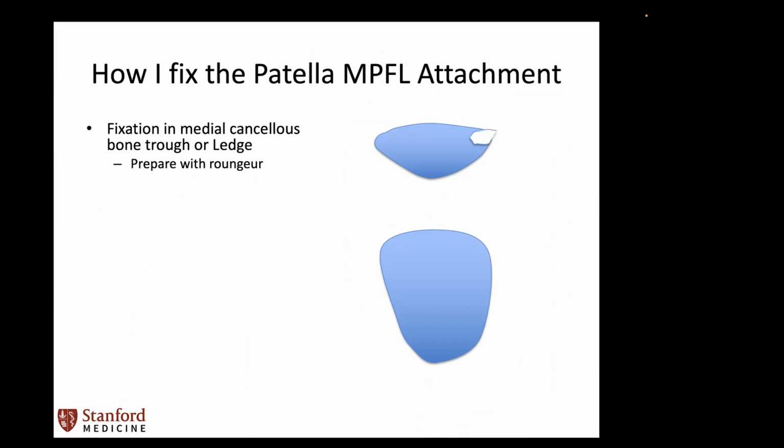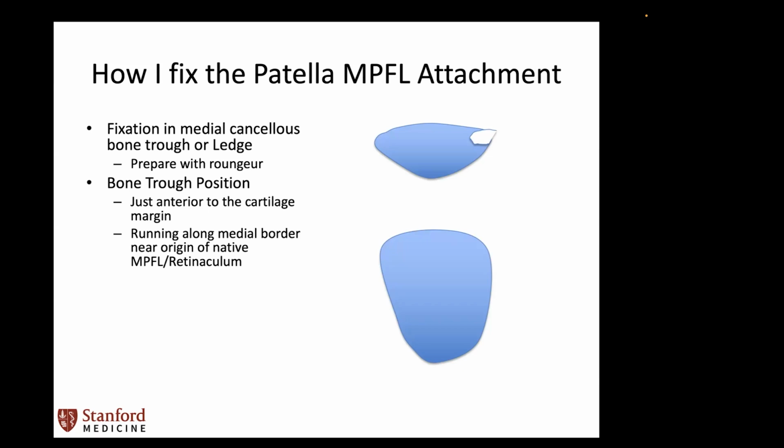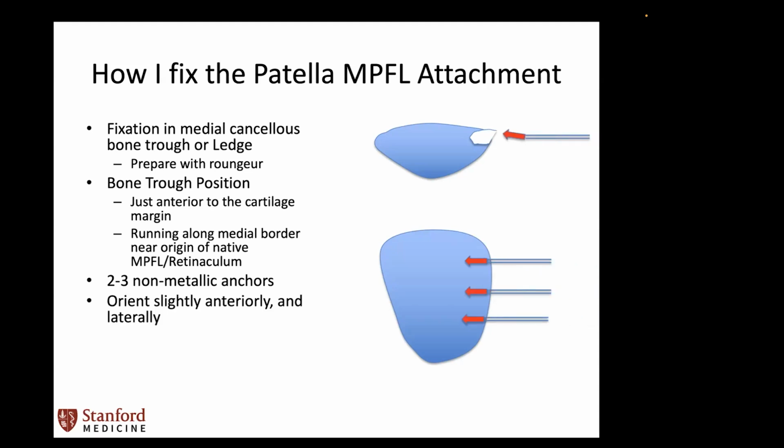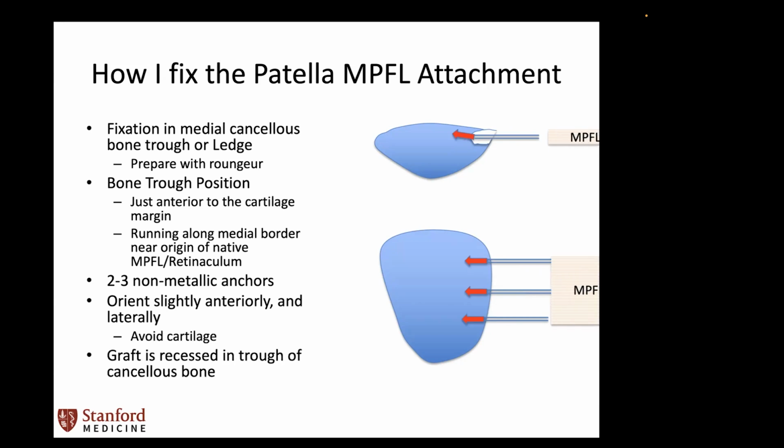So I usually make a little trough on the patella. I don't want to get into the joint. I try to be just anterior to the cartilage margin along that medial border where the MPFL actually originates on the patella. I usually use 2 or 3 non-metallic anchors, depending on the age and size of the patient. And I try to orient these so that they're not going to enter the joint in any way, because that would be really problematic. And I try to make a trough of cancellous bone so the graft will heal very nicely to this.